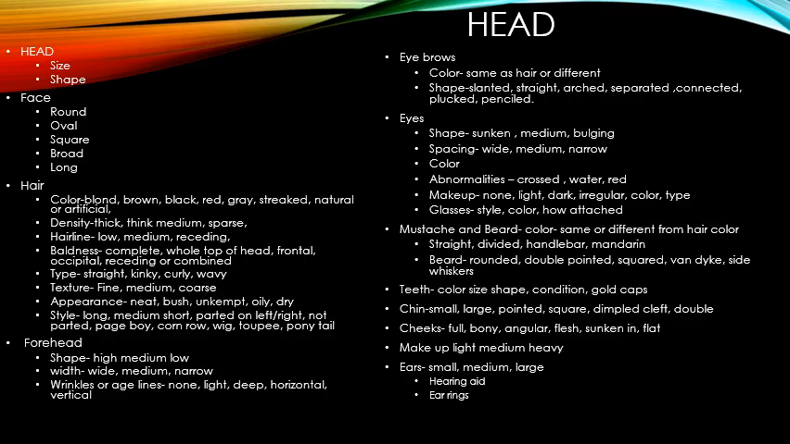Your teeth, color, size, shape, condition, gold caps. Chin, small, large, pointed, squared, dimpled, cleft, double. Cheeks, full, bony, angular, flesh sunken in, or flat. Your makeup again, light, medium, or heavy. Ears, small, medium, or large. Do they have hearing aids? Are they wearing earrings? Do they have gauges, etc.?